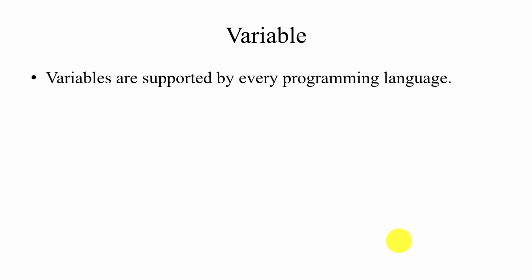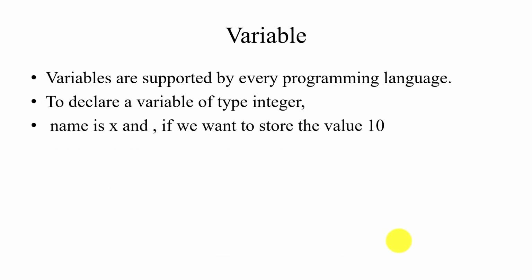Before understanding the array, let's first understand what a variable is. We already know variables because we have done C programming. Variables are supported by every programming language, and we need to declare a variable. There are different types of variables, like integer and float, the basic data types. For example, if I have the variable x and I assign the value 10, I can declare it like int x = 10. This is the variable declaration.